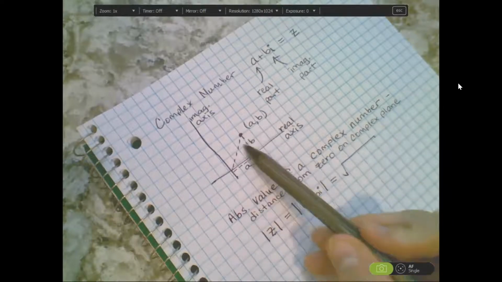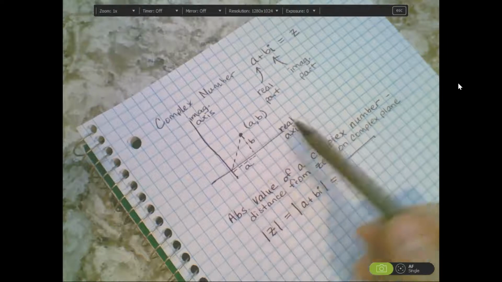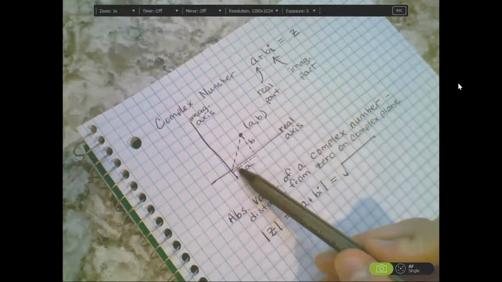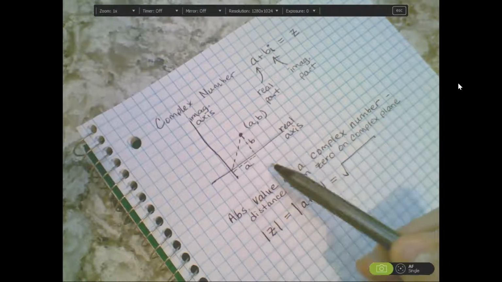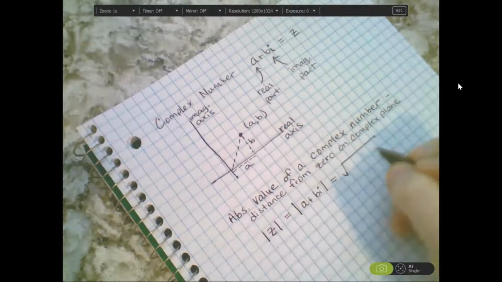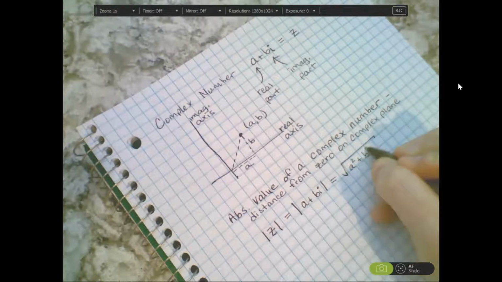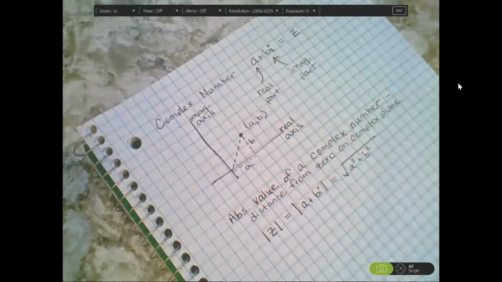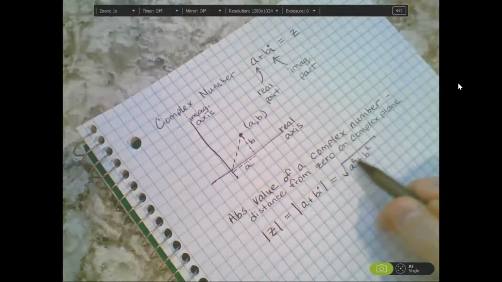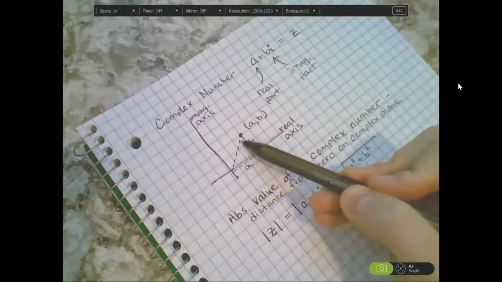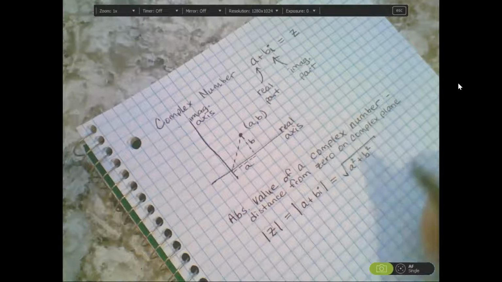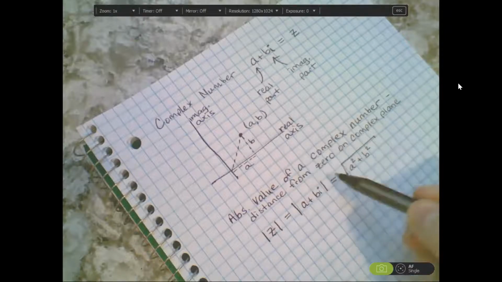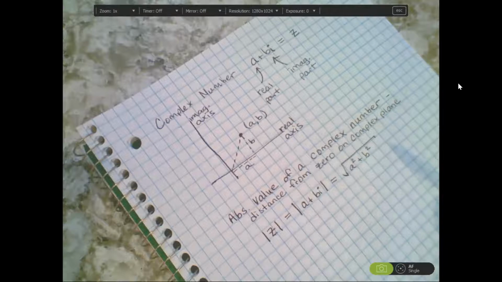And then the way it's calculated is what you would expect. Just like almost everything we've done this year, it involves some kind of right triangle. If I wanted to find the length of this, this is essentially just the Pythagorean theorem. So we would do A squared plus B squared, and then take the square root of it. That's our formula for finding this distance, the absolute value of that complex number, okay? For the first couple of examples, I'm going to graph it, and then we're going to calculate that absolute value, okay?